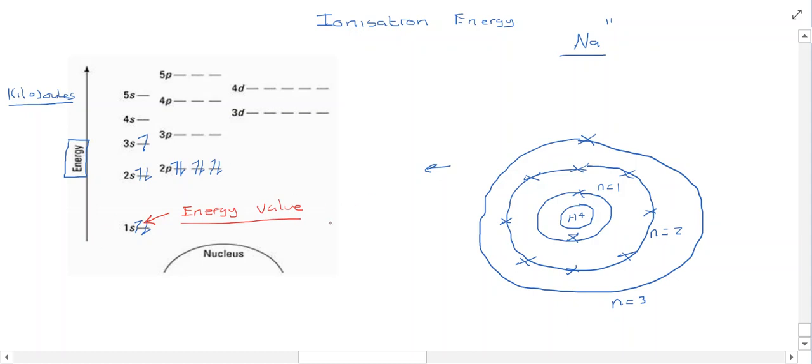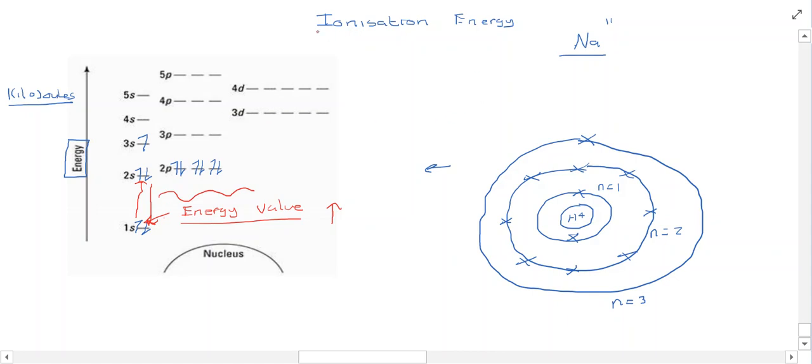If we add energy into this, the electron will move up into a higher energy level. It'll stay up there for a period of time, then it'll come back down, and it'll give back that exact energy that we put into the system. So there are energy values associated with it.